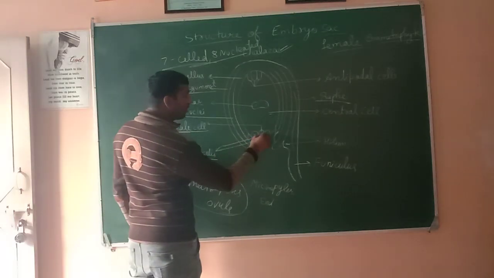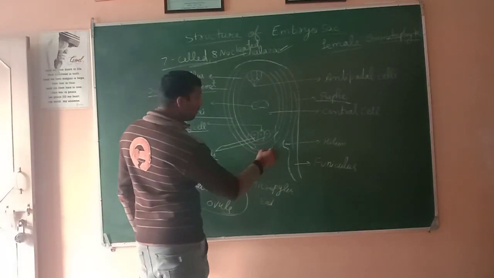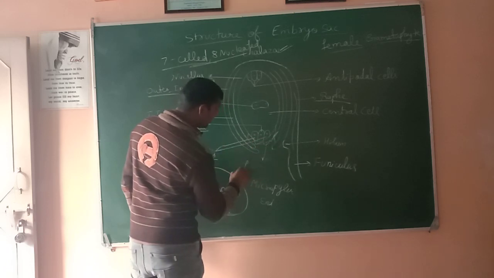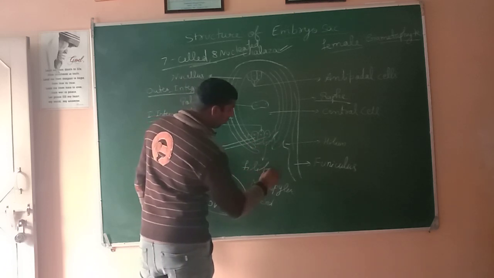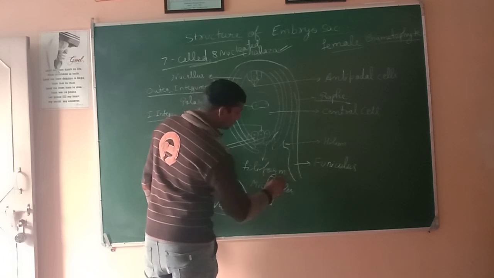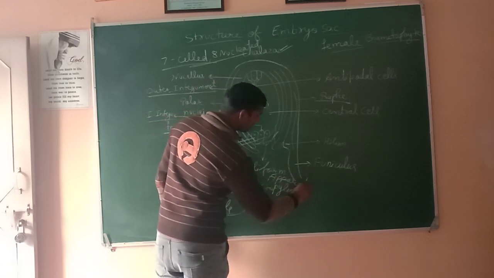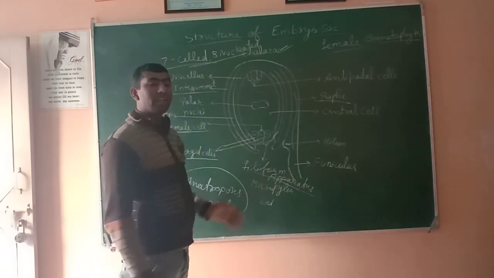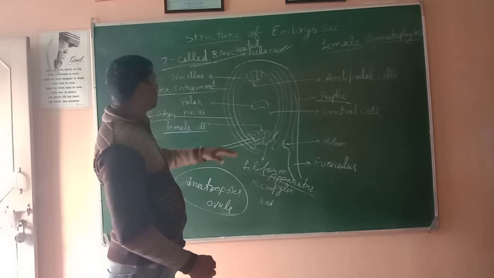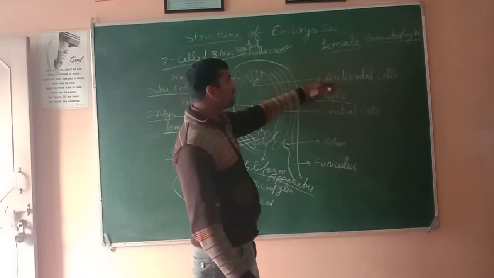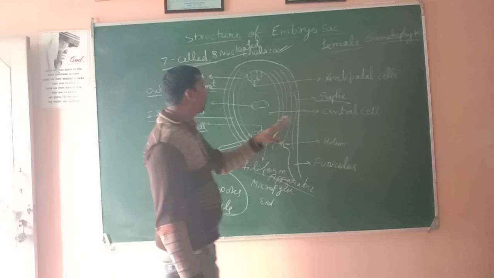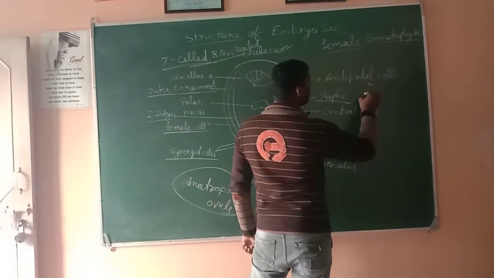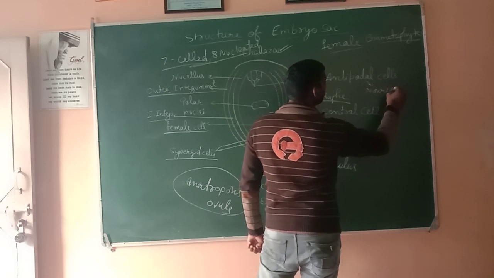The egg cell is present in between the synergid cells, and this is the micropylar end, where the filiform apparatus is present. So what are the functions of these cells? The antipodal cells provide nourishment to the growing ovule.